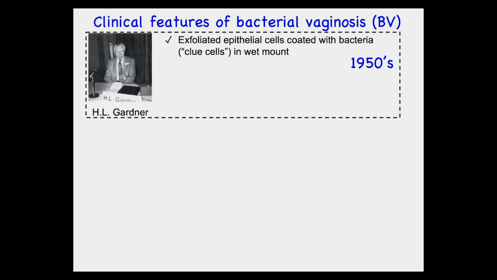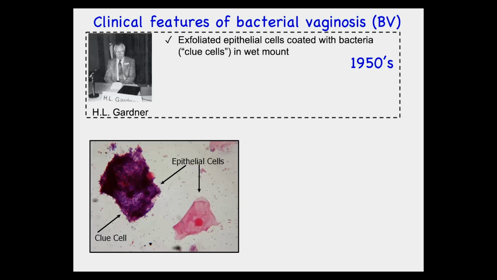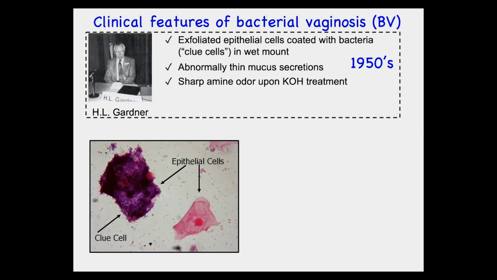They found that women with BV had high numbers of exfoliated epithelial cells coated with bacteria, which they called clue cells. This is shown here. You can see a normal epithelial cell and then one that is just covered in bacteria. They also found that women with this condition had abnormally thin mucus secretions, a sharp amine odor upon potassium hydroxide treatment, and a higher than normal pH.